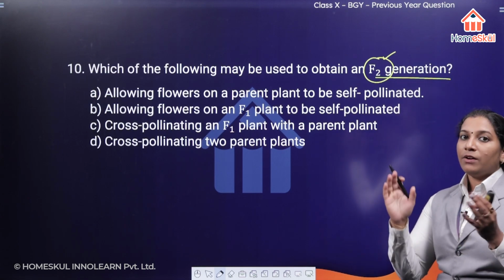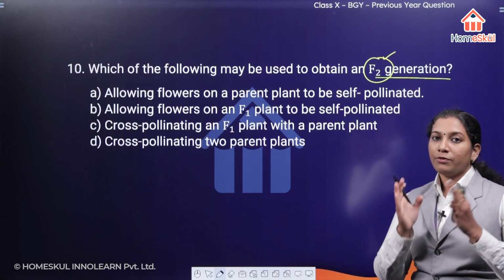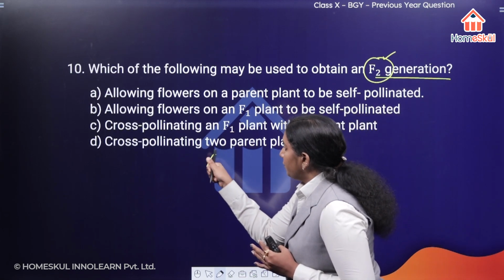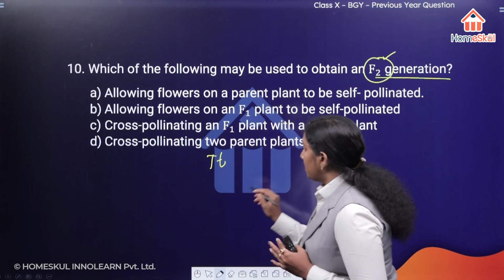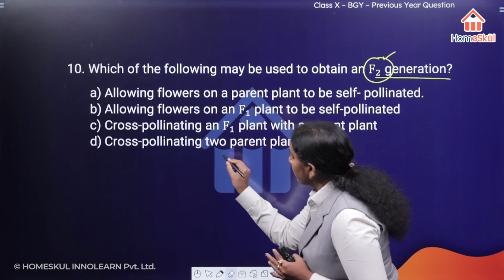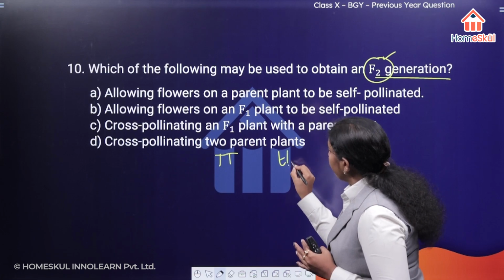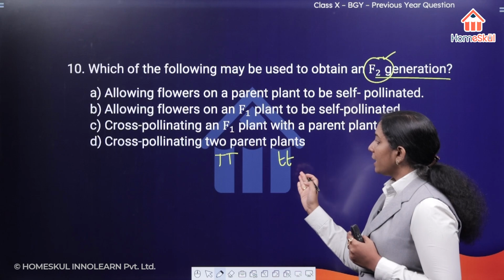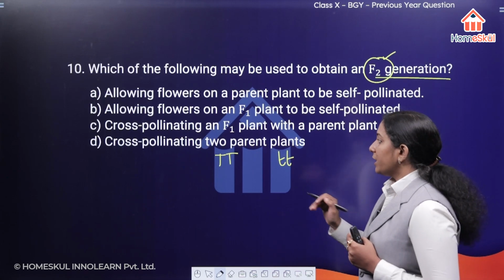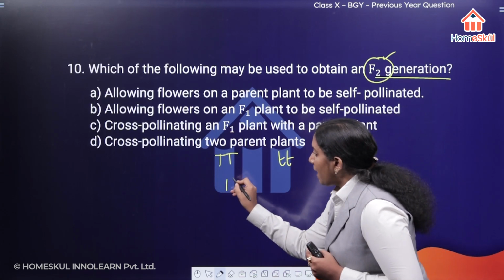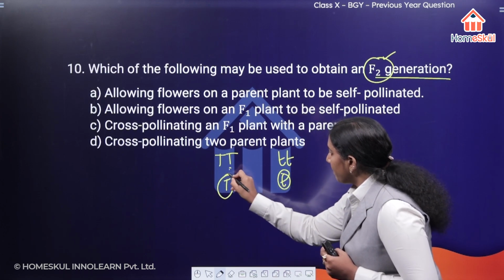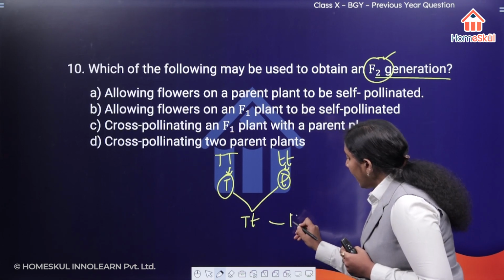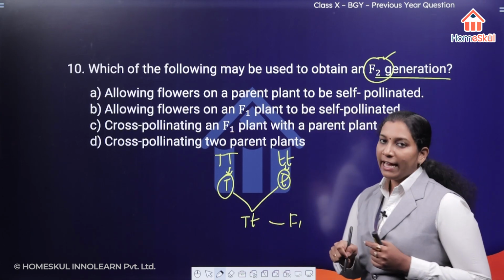We know that when we are drawing a cross between two parents, two parent plants are taken. This is a parent plant, and this will be a parent plant. This is a homozygous dominant parent. This is again a homozygous recessive parent, right? So these are the two parents. Then we'll get gametes from these parents. The gametes will fuse and form an F1 generation plant. This is the F1 generation plant.